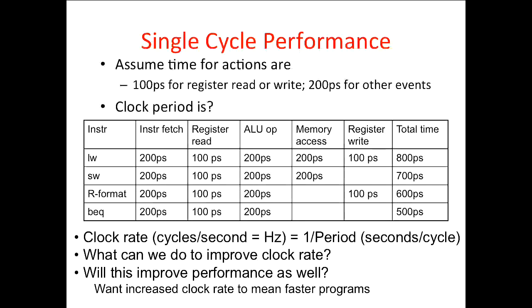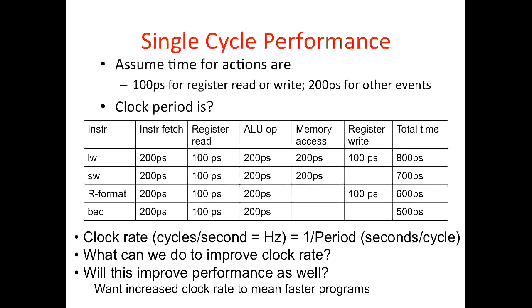So let's assume, for example, these are just some numbers, let's assume 100 picoseconds to read the register file or write the register file, but 200 picoseconds for everything else. So let's say instruction fetch, which all the instructions do, takes 200 picoseconds. Reading the registers, which they all do, takes about 100 picoseconds. ALU op, 200. Memory access, which only loads and stores do, takes 200. And register write back, which only the load and the ALU register format instructions take. So if you just add up for each instruction the worst case path through all the logic in one clock cycle, you get these total times.